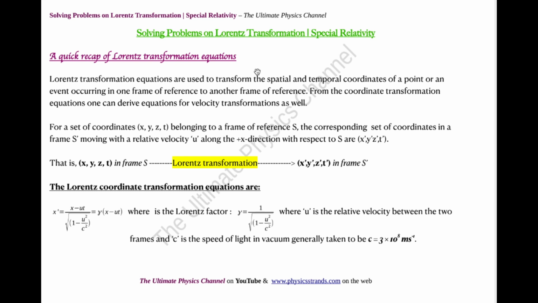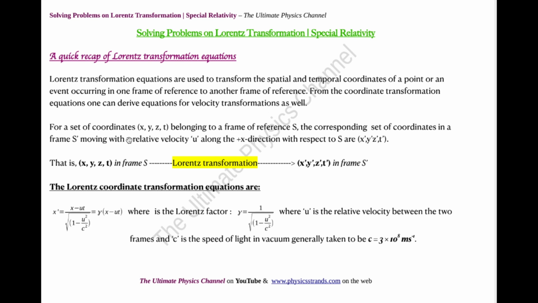Anyway, I will quickly do a recap of the equations of Lorentz transformation so that there is some familiarity while solving the problems. So basically, the Lorentz transformation equations are used to transform the spatial and temporal coordinates of a point or an event occurring in one frame of reference to another frame of reference. So these are a means of transforming the coordinates of a particular point or an event. From the coordinate transformation equations, one can also derive the velocity transformation equations, right?